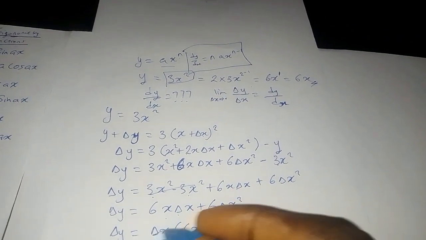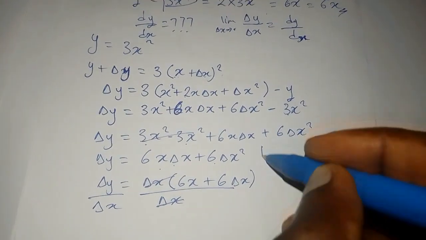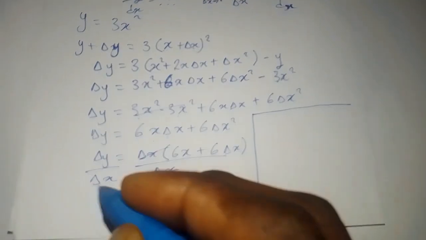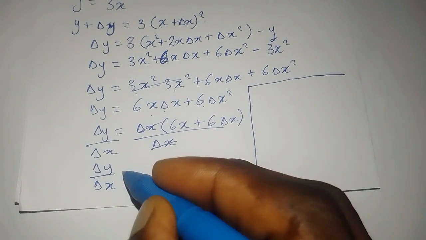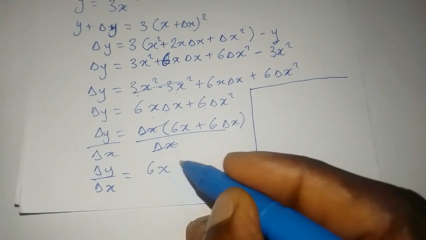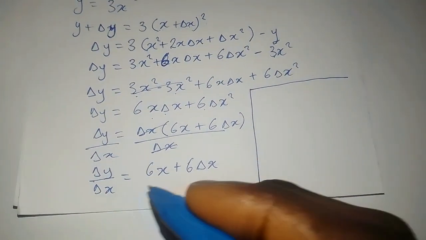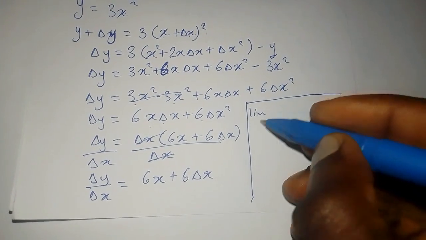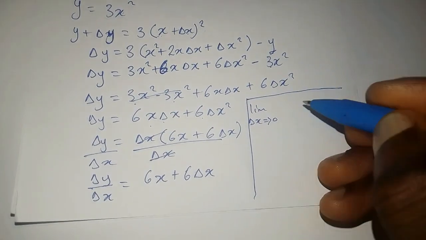Delta x can cancel delta x. So what I'm left with here will be, delta y divided by delta x is then equal to 6x plus 6 delta x. So let's take limits of delta x as it approaches 0.